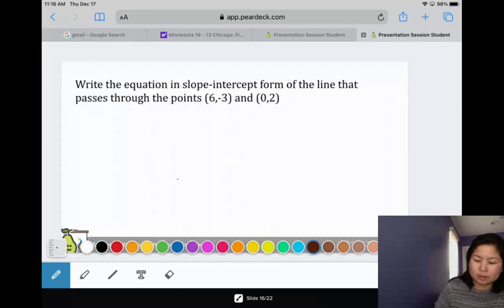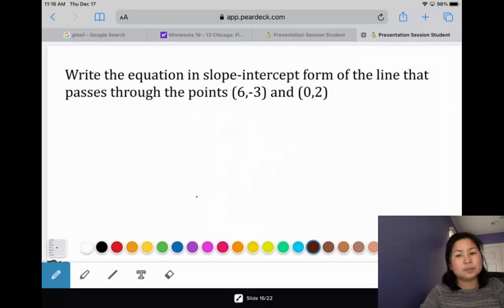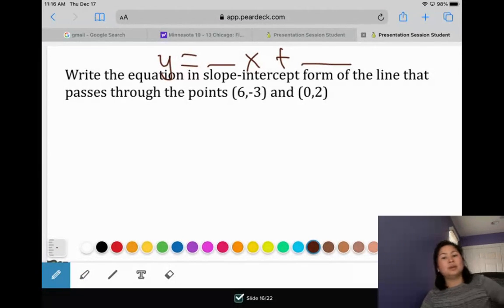Okay, all right, let's go back to conference. Some of you may know what to do, some probably remember from freshman year, some may not. Okay, we'll review. This one also asks you to write the equation using slope intercept. Slope intercept is when you have this template. You need to know the slope and you need to know the y-intercept.